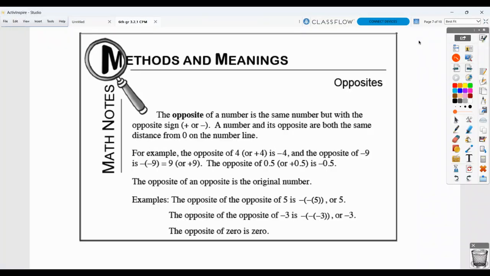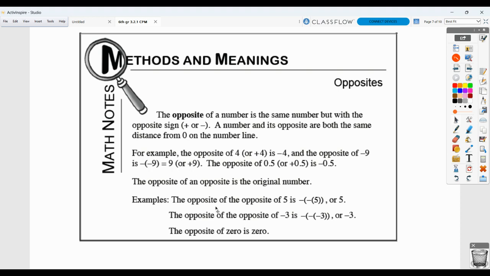Video is to allow you to correct your homework for section 3.2.1. One of the things they want to stress, and you see it in the math notes, is instead of thinking of a number as positive or negative, think of them as opposites. That the opposite of a number is the same number, but with the opposite sign. So the opposite of 4 would be negative 4. The opposite of negative 9 would be positive 9.